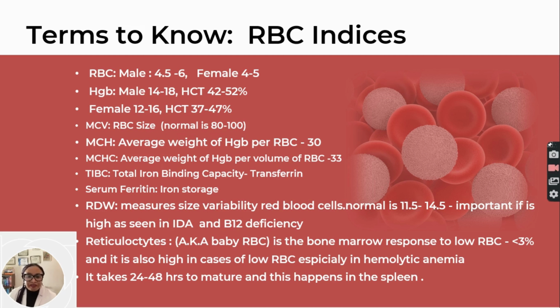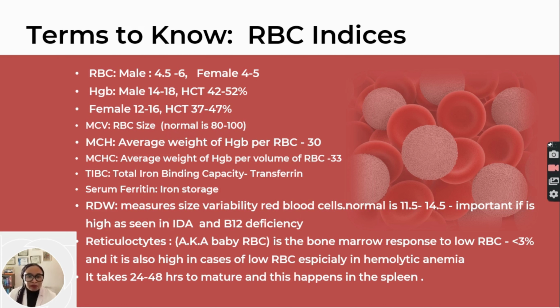They are very similar. They're about 30 to 33. So I just remember it by saying the average weight of hemoglobin, either per red blood cell or per the volume of a red blood cell, is 1/3 of the total. So about 30, 33, give or take.